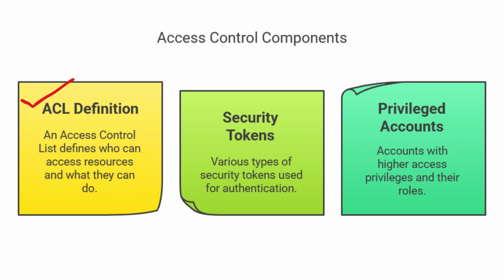So, where are ACLs used? File systems like Windows NTFS permissions or Linux file permissions. Network devices such as firewalls, with rules that allow or block traffic. And databases, for restricting access to sensitive records. Security tokens and digital certificates.